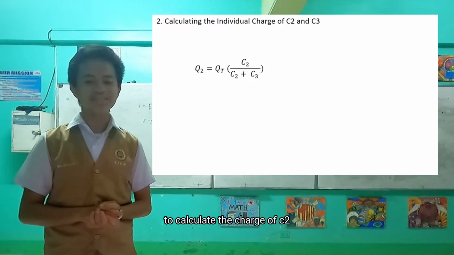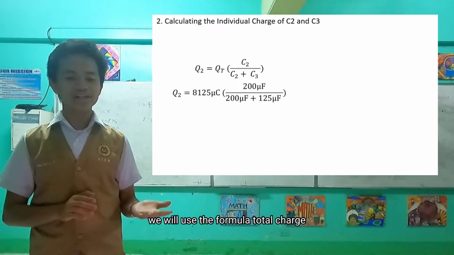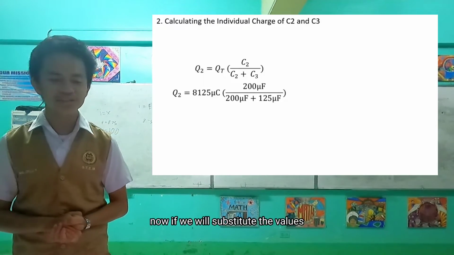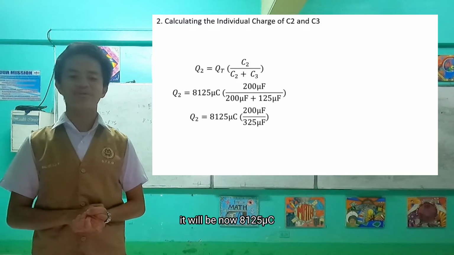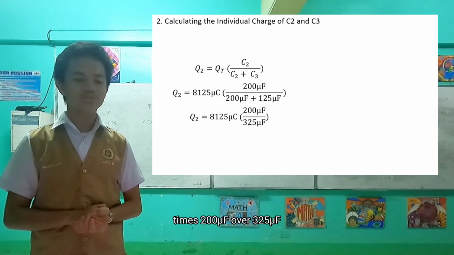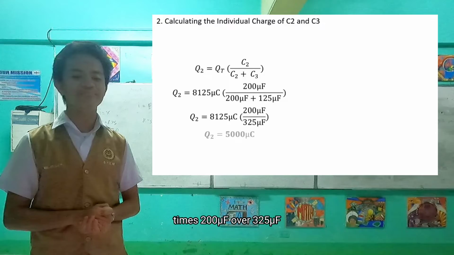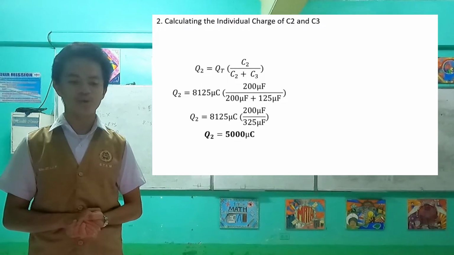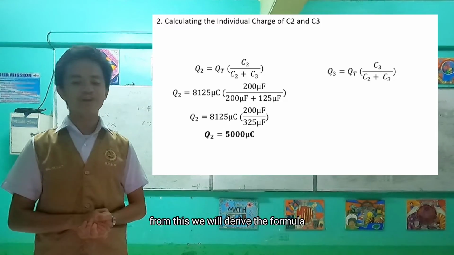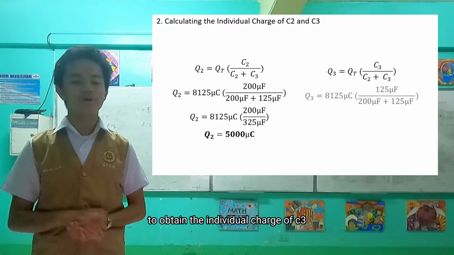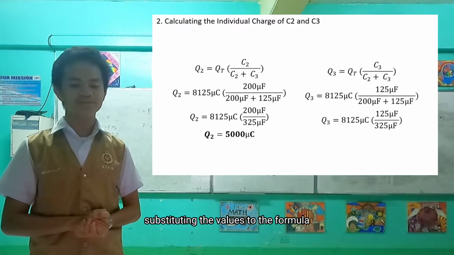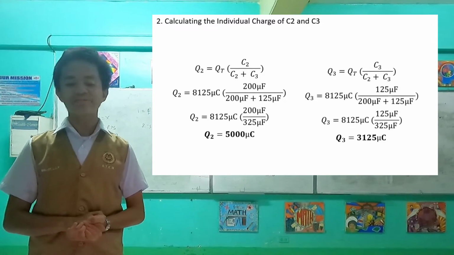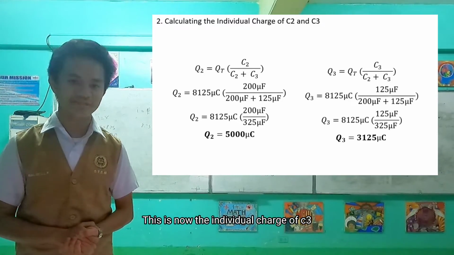To calculate the charge of C2, we will use the formula: total charge multiplied by C2 over C2 plus C3. Now, if we substitute the values, it will be 8,125 microcoulombs times 200 microfarads over 325 microfarads. Therefore, the individual charge of C2 is 5,000 microcoulombs. From this, we will derive the formula to obtain the individual charge of C3. Substituting the values to the formula, it will give us 3,125 microcoulombs. This is now the individual charge of C3.